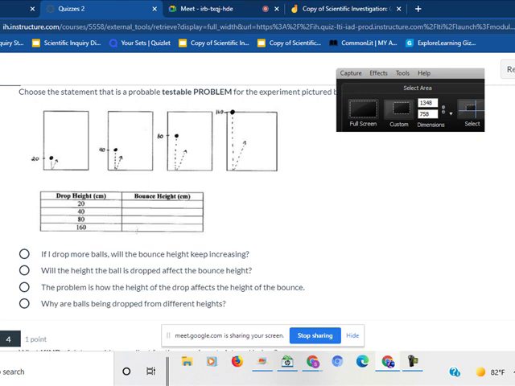I think it's the second one. Right. Now, the second and third ones both use drop height and bounce height, which are the headings in the data table, right? Mm-hmm. But we always state the problem as a what? A question? We've always stated it as a question, right? That's what makes the second one better. Okay. Alright.